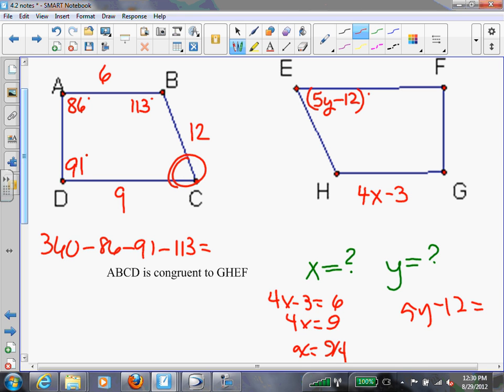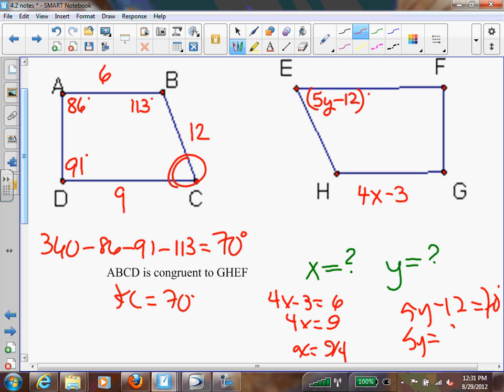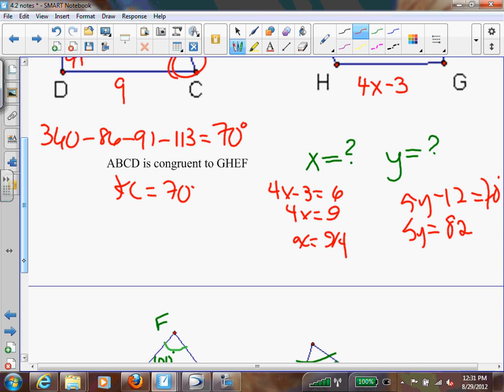Because you're trying to figure out what y is, right? So you're right, this is the same as this, but if you set them equal to each other, Athena, they all cancel out and you get 0 equals 0. Paige, what'd you get here for C? So angle C is equal to 70 degrees. And so we're going to set 5y minus 12 equal to 70 degrees. And so 5y equals 82, right? And so what does that make y? 16 point who?